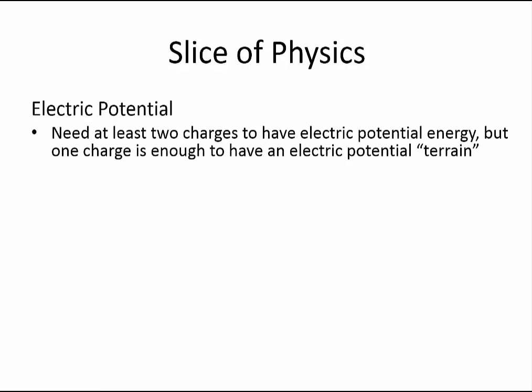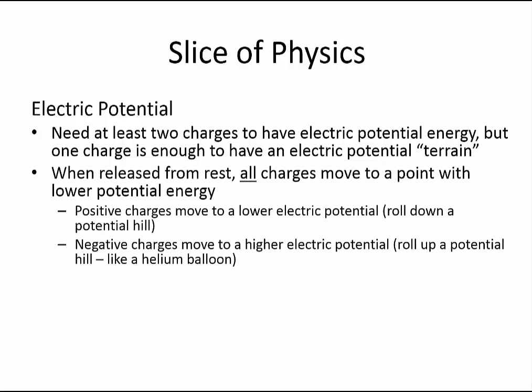First, we saw that we need at least two charges to have electric potential energy, but one charge is enough to create an electric potential terrain around it. And then we used the mass analogy, but saw that working with charges can be a little more complex because there are two kinds of charges. So you get attractive and repulsive forces. But the one fact that was always true is that when released from rest, all charges, positive and negative, move to a point where they will have a lower potential energy.